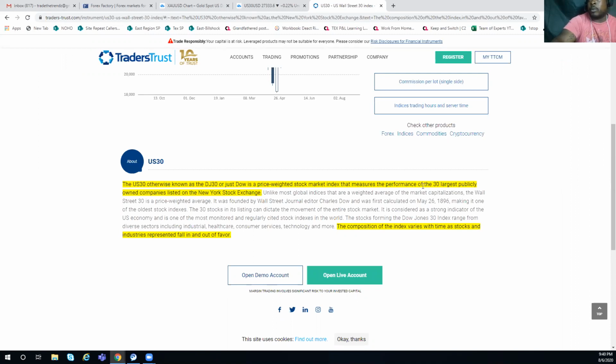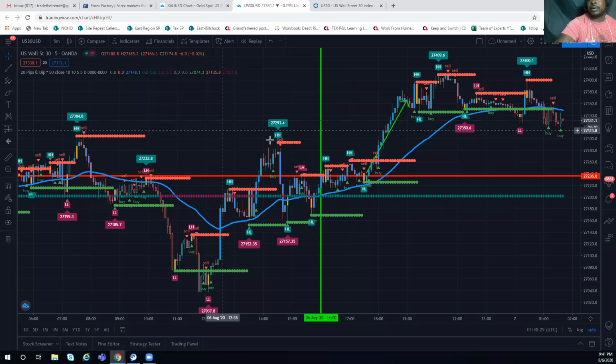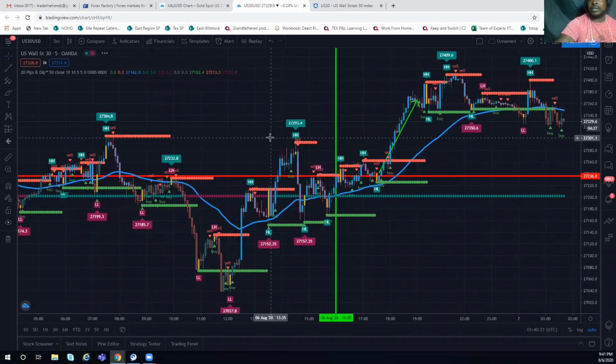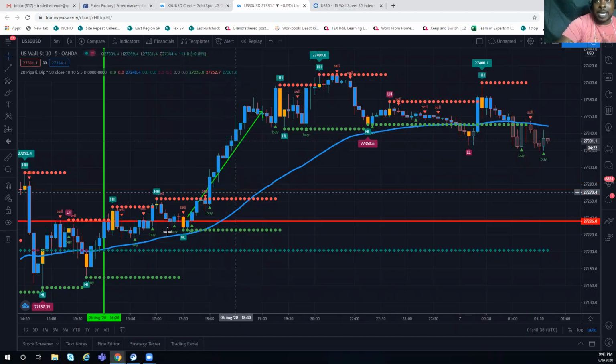It measures the performance of the 30 largest publicly owned companies listed on the New York Stock Exchange, right? So yes, trading Forex does incorporate into trading stocks, as you guys can see, because I trade this US 30 as well. And US 30 is a beast. It moves very, very fast. So having an indicator like this for US 30, like I have right here, gives me a precise entry point, as you guys can see here.